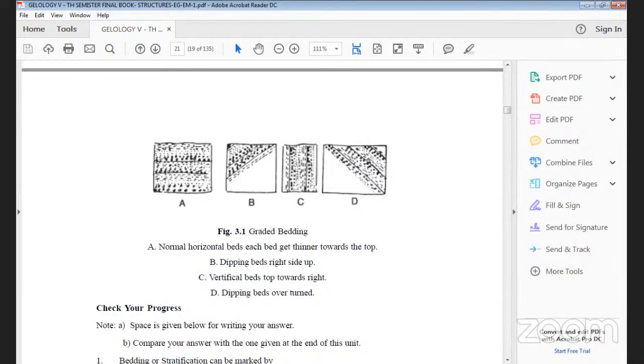In picture A, it is normally showing horizontal beds. Each bed is getting thinner towards the top. The second one is dipping beds, dipping to the right side up. Third one, C, is vertical beds towards the right. And D is turned over, completely turned.